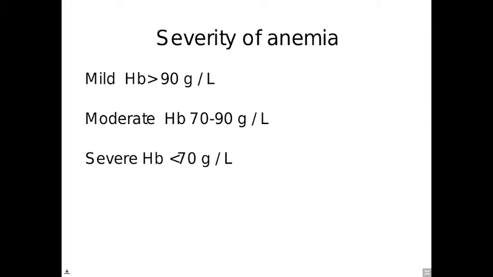In addition to the previous two classifications, so kinetic and morphological, every type of anemia can also be classified depending on the severity, directly by the level of the hemoglobin. Mild anemia is when the hemoglobin is more than 90 gram per deciliter, moderate from 70 to 90, and severe when hemoglobin is less than 70.